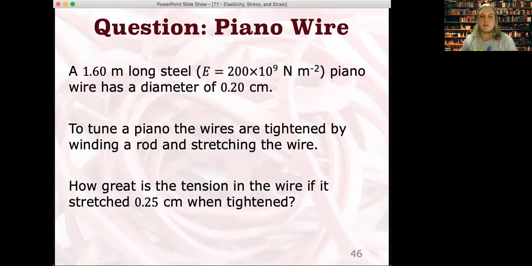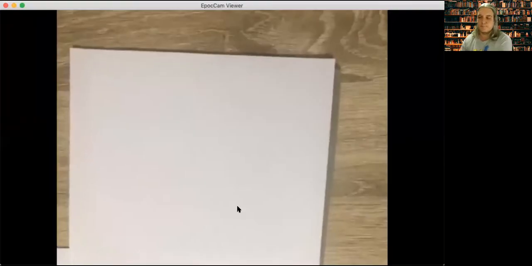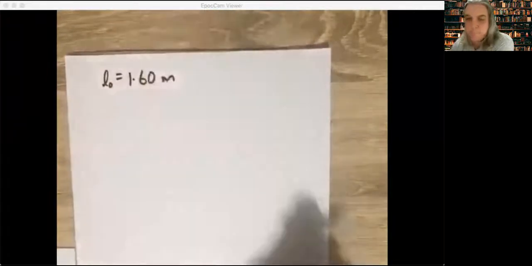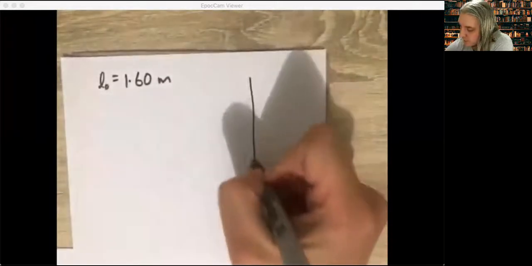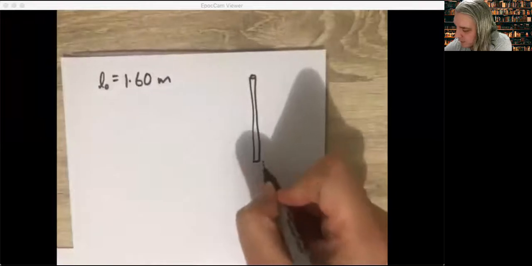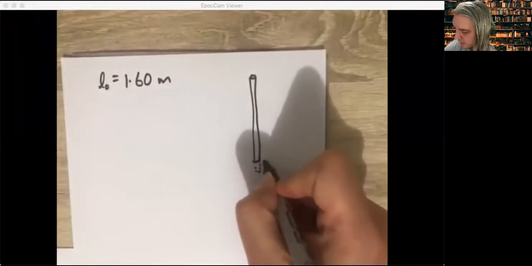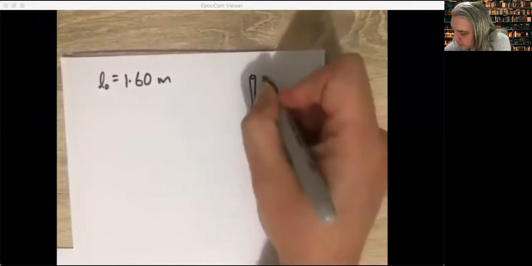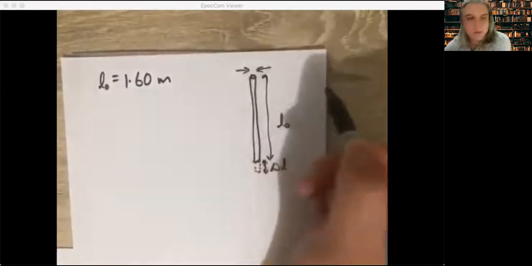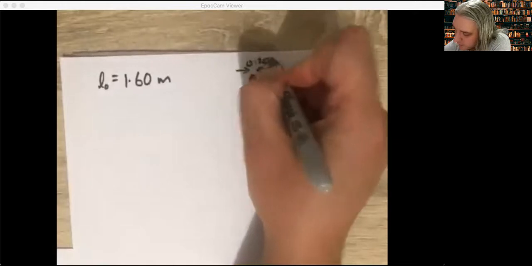So that's our question. We'll jump over to the document camera and we will have a go at solving this one. So as usual, we want to start by writing out what we know. So our original length, L0, is 1.60 meters. So you could draw a diagram. It's not particularly useful for this one. We've got that, and then it gets extended by a bit. And this bit here is obviously delta L. This bit here is our L0, and we've been told the diameter of 0.20 centimeters.